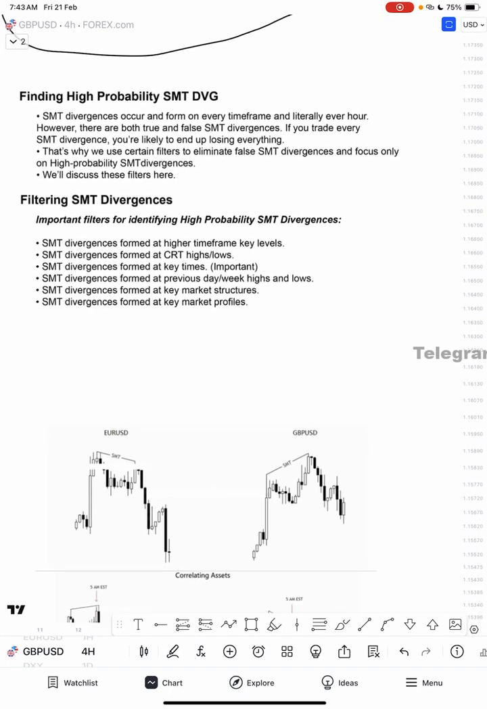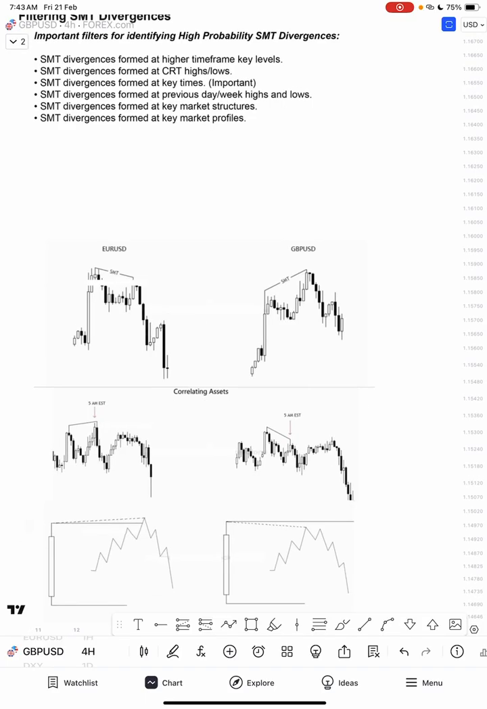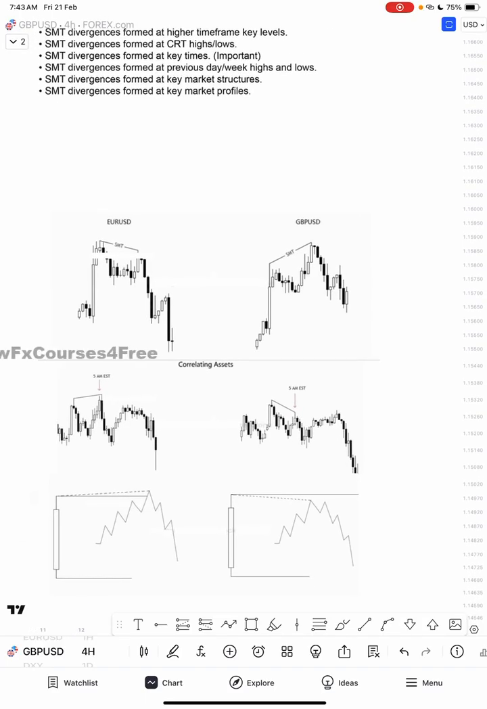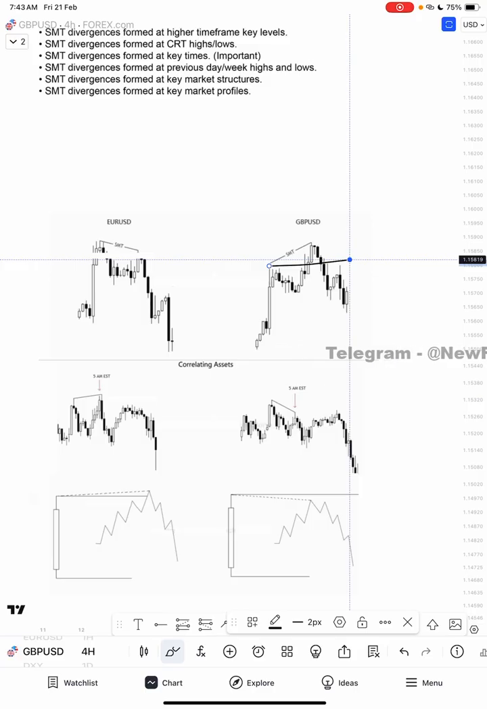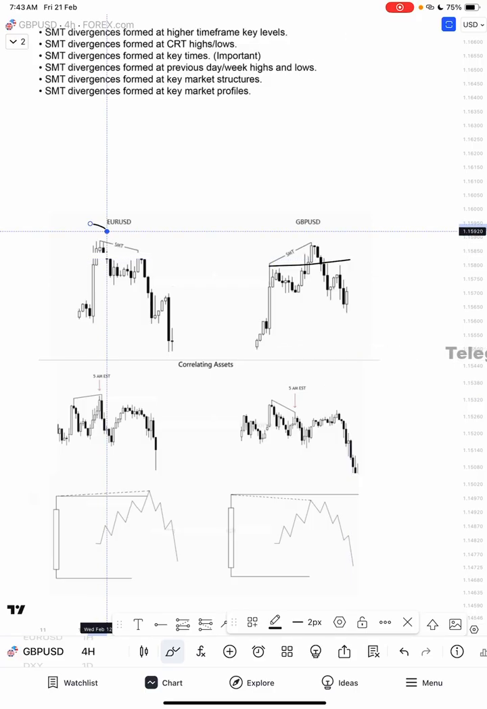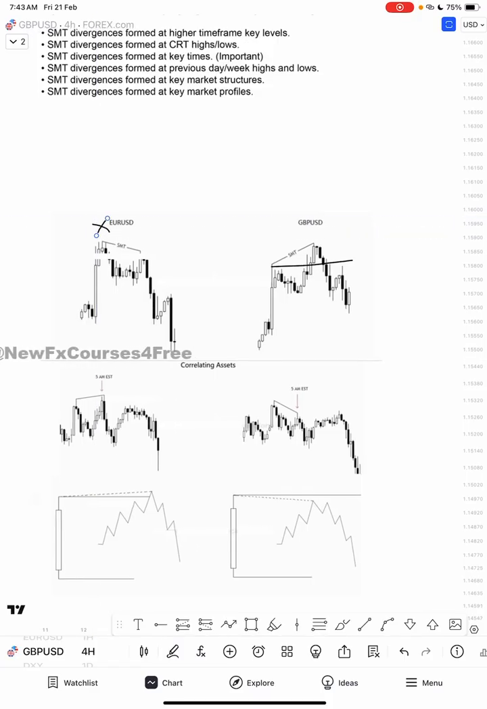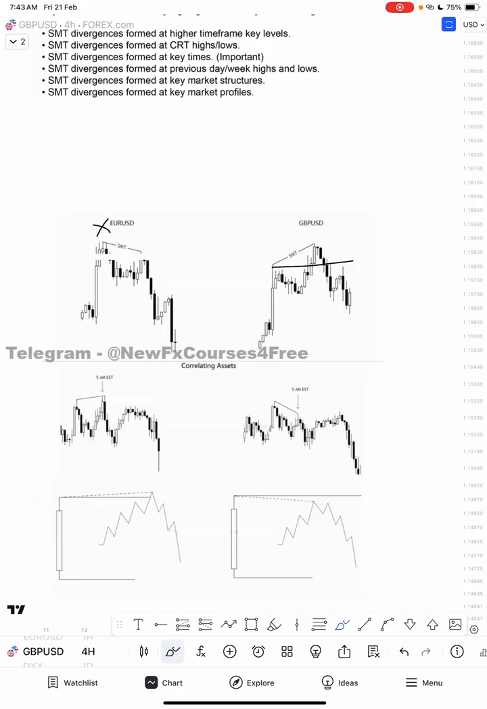So here are some illustrations. Here you can see EURUSD. GBPUSD actually swept this high, and EURUSD did not actually take out this high. So here, you got your SMT divergence with GBPUSD.